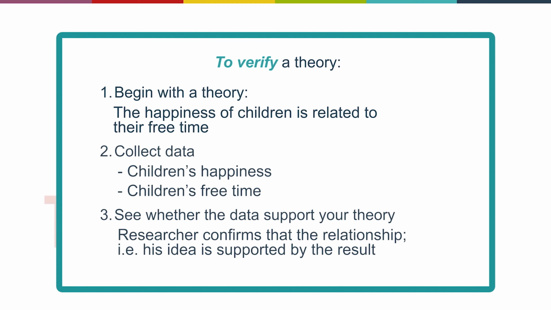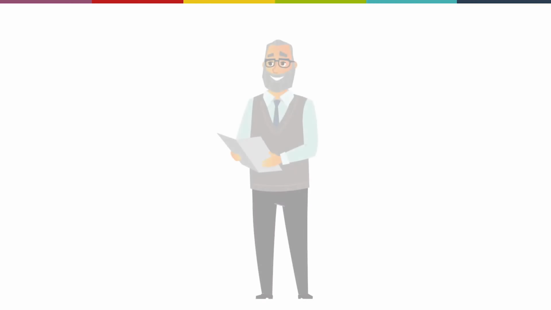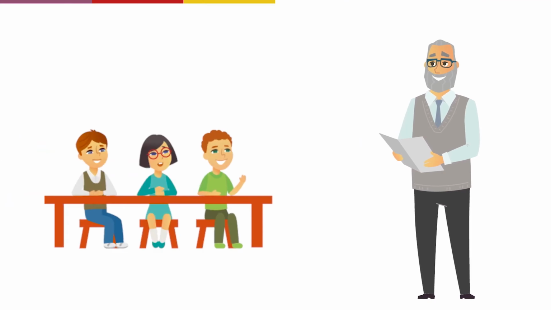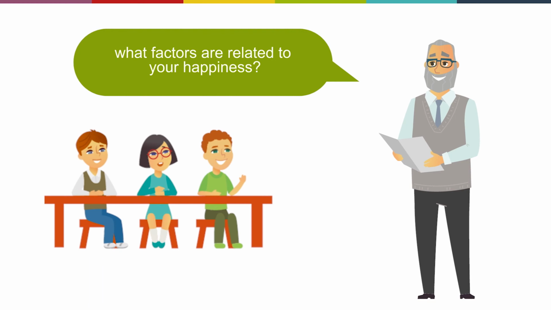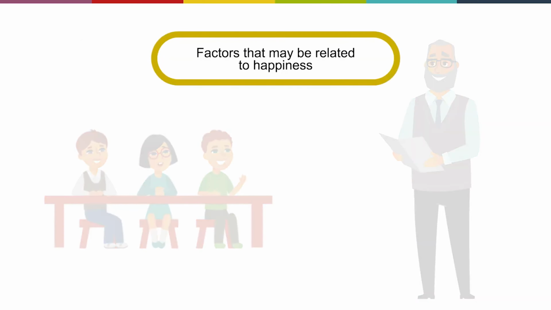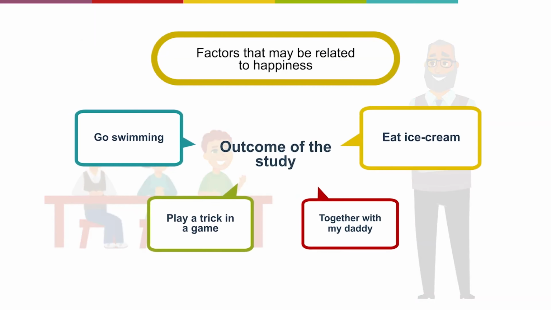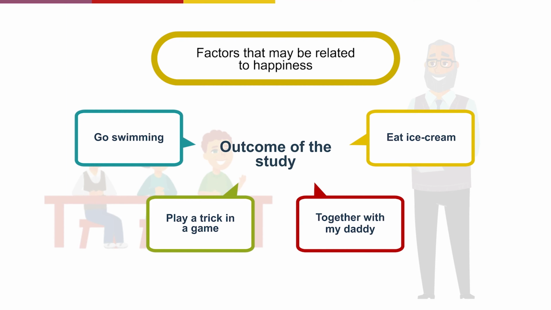Now, if instead we are interested in discovering a theory about children's happiness, the process would look like this. A researcher begins with an open mind. He interviews a group of children and asks them what factors are related to their happiness. From the interview data, he identifies a number of factors that may be related to happiness. And these factors become the outcome of the studies.